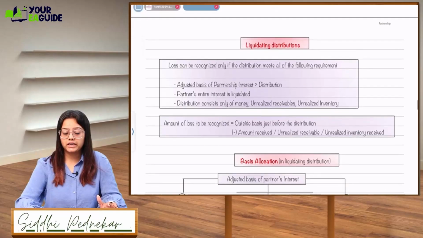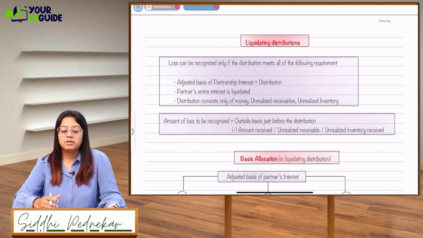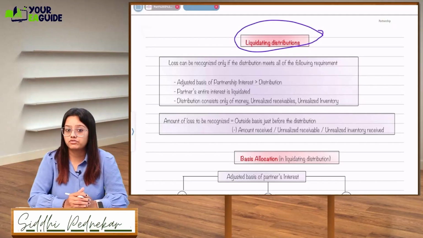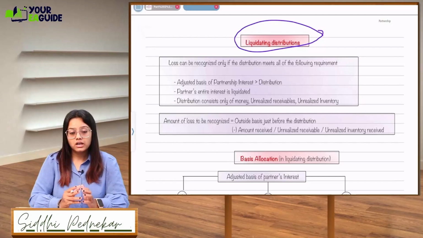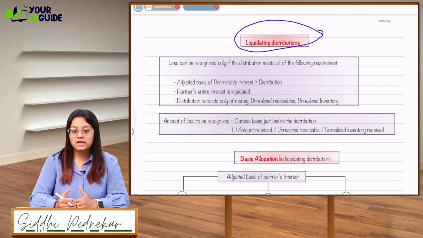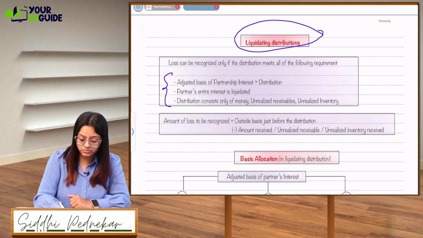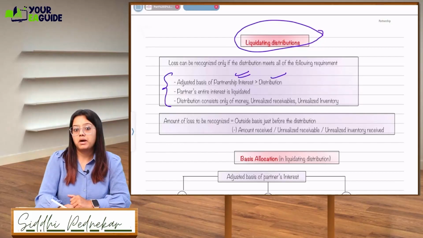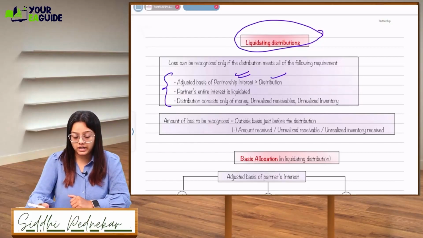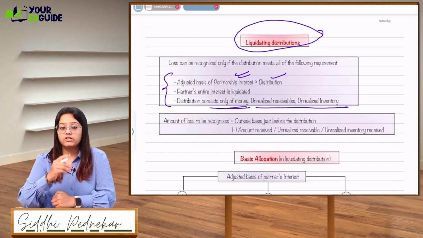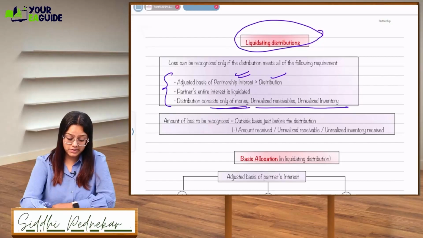Next is liquidating distribution. Losses can be recognized only if the distribution meets all the following conditions. If it's a liquidating distribution, you'll have to recognize the loss. So a loss can be recognized only if: the adjusted basis of partnership interest is more than the distribution, the partner's entire interest is getting liquidated, and the distribution consists of only money, unrealized receivables, and unrealized inventory. If these three things happen, see, all is mentioned over here.